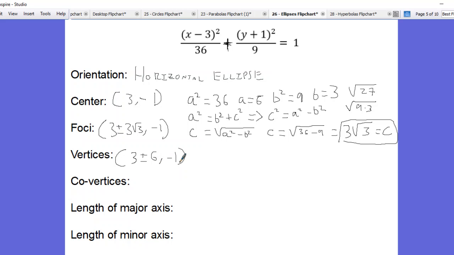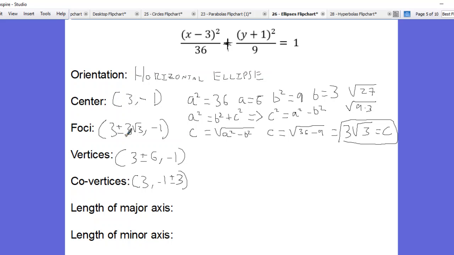And the reason why the vertices are 3 plus or minus 6, negative 1, is that the vertices land on the horizontal major axis, and the co-vertices land on the minor axis. So what's our B? Our B value is 3. Our co-vertices are going to be 3, negative 1, plus or minus 3. All right.